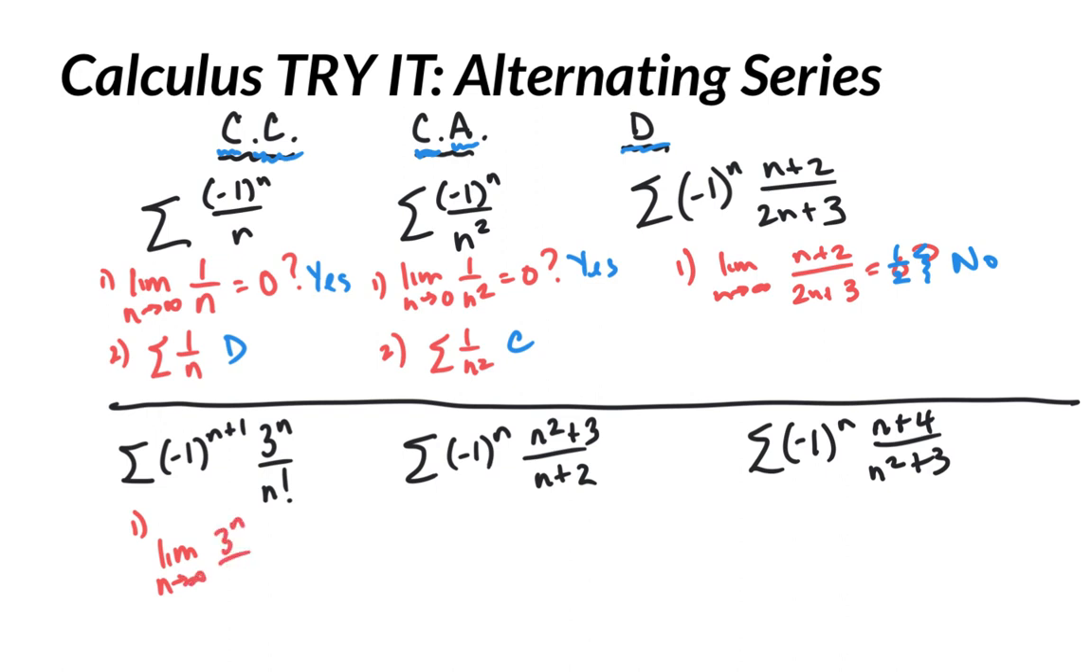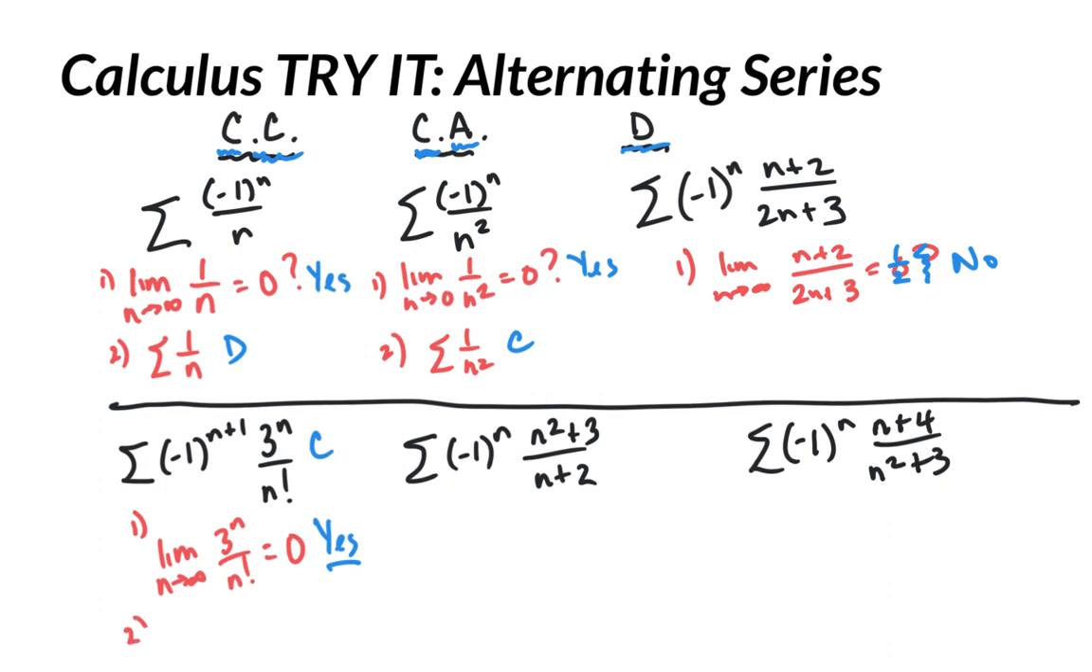Step 1 is the limit 0. This one's a little harder to do, but the answer is yes, because the higher powered thing, factorial, is in the denominator. So right away, I'm just going to put this converges.